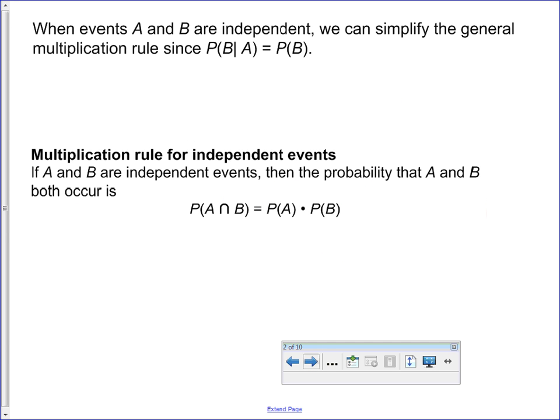But one of the things we know is that if A and B are independent, then the probability of B given A is the probability of B. So if two events are independent, then the probability of them both occurring is the probability of A times the probability of B. And we've been doing this for a long time. This is just a formal definition of what we've already been doing. We flip a coin twice. What's your chance of getting heads both times? Well, 1/2 times 1/2 or 1/4. And so this is just a formal definition of something we've been doing all along.